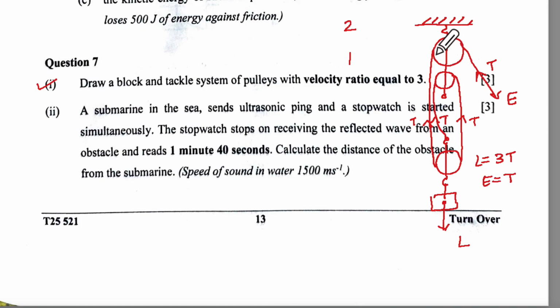So this was fairly simple: label everything, upper block, lower block, load, effort, and the rigid surface. All that will give you your 3 full marks.